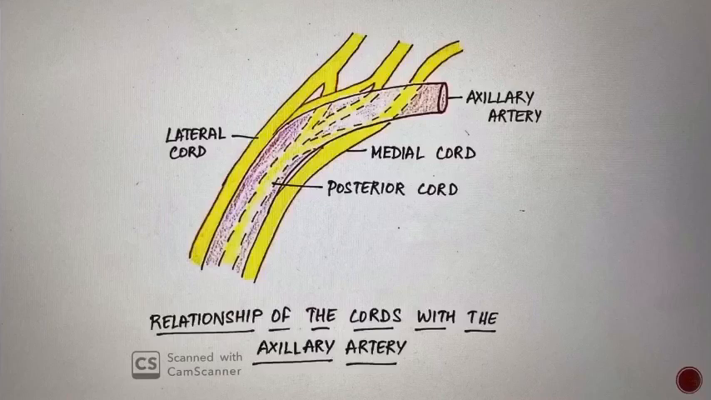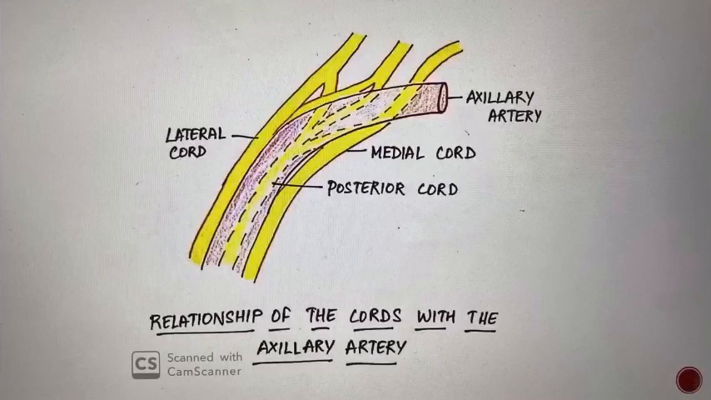Each of the trunks gives off ventral and dorsal divisions, which club together to form cords. The cords are named lateral cord, medial cord, and posterior cord. They get their names with respect to their relation to the axillary artery. From the diagram given, we can observe that the lateral cord lies lateral to the axillary artery, posterior cord posterior to the axillary artery, medial cord medial to the axillary artery.